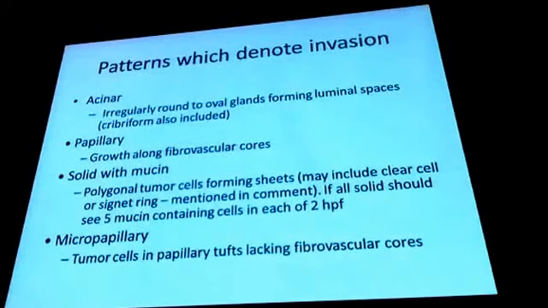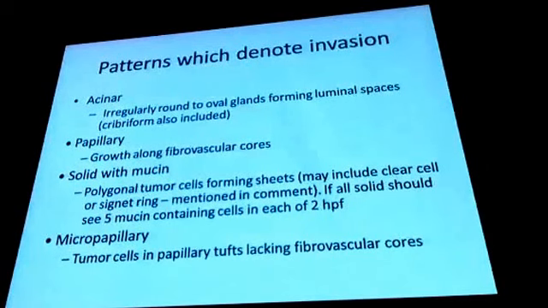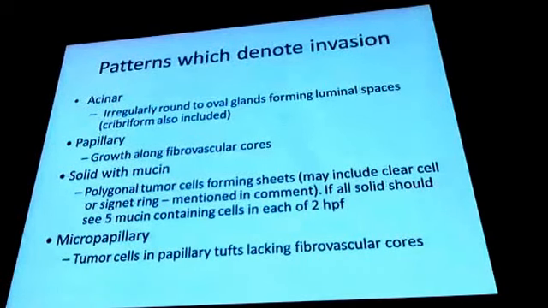So how do we call invasion? What tells us that it's invasive? Well, there are both architectural patterns as well as histologic patterns. So if it has an acinar pattern, the glands are oval rather than more cuboidal or lengthwise, then that would mean it's invasive. If it has a papillary growth pattern, or especially a micropapillary pattern, it's going to be termed invasive. Anything that's solid, obviously you would call that invasive, and polygonal tumor cells and so forth.